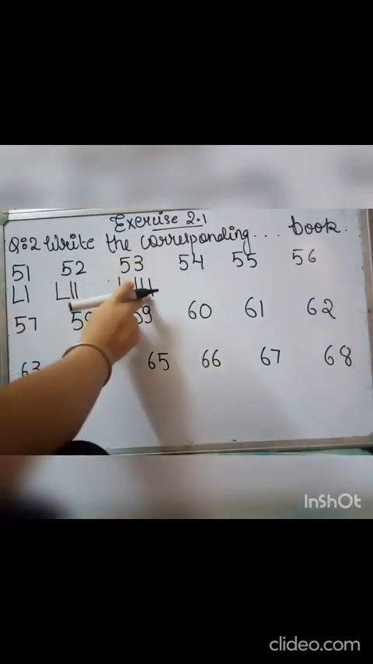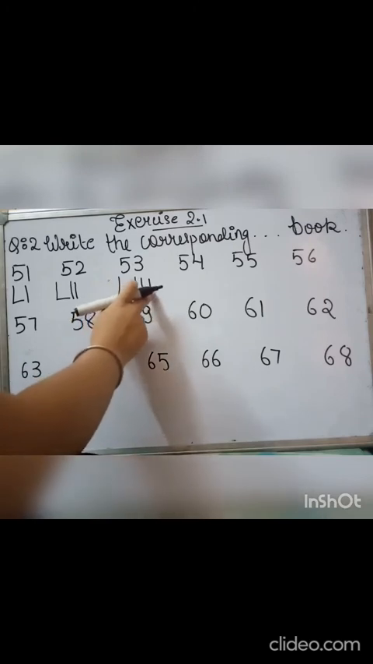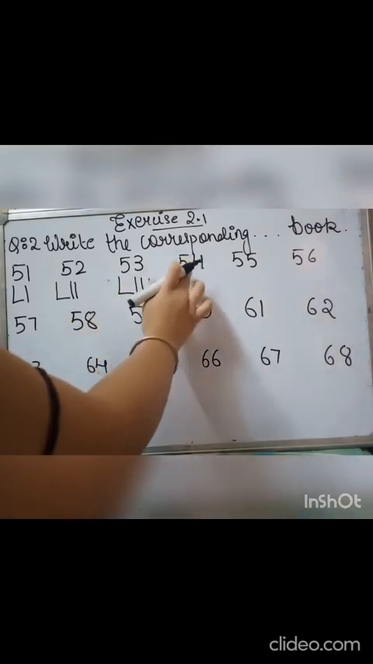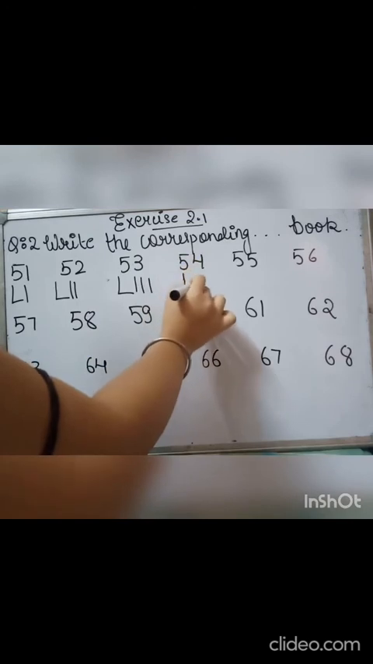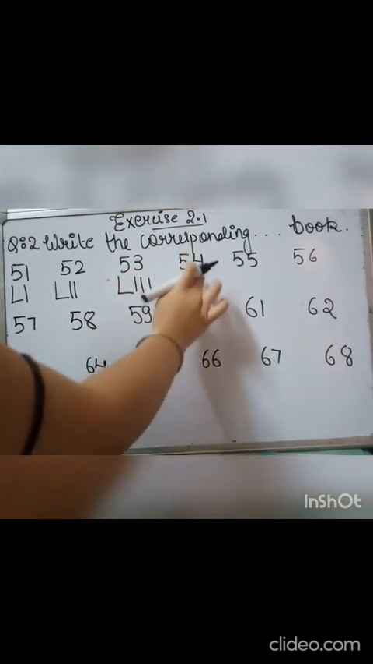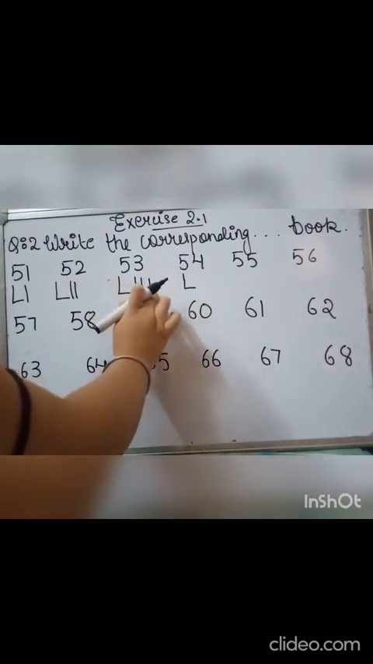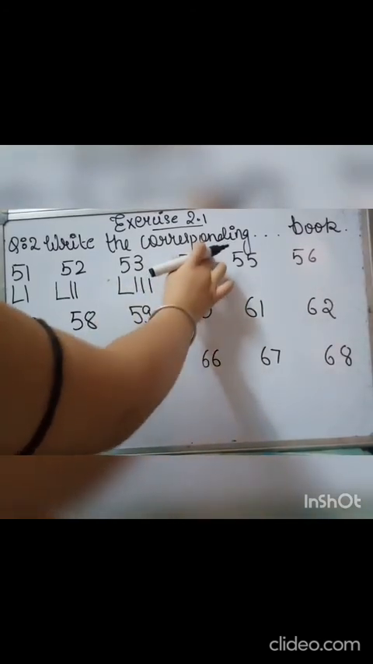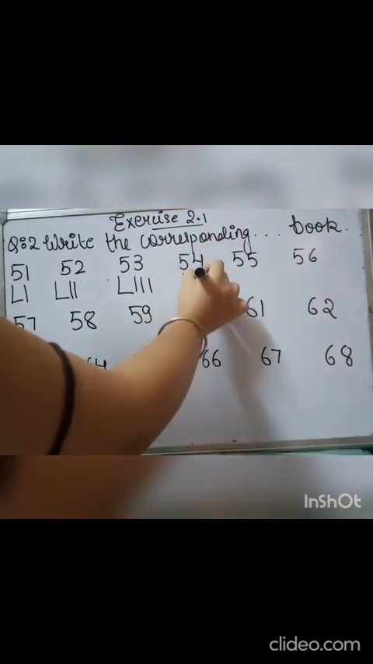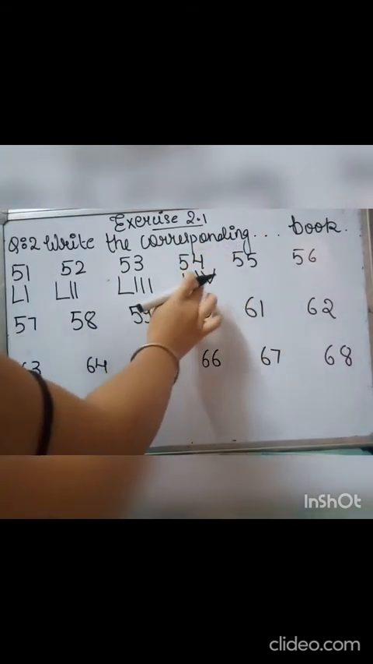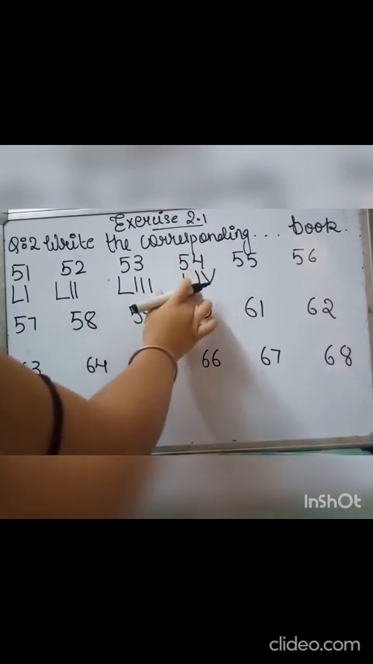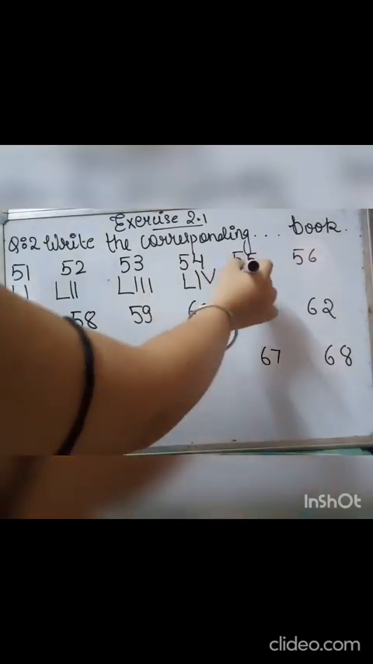Now maximum 3 times only we have to write a symbol. One symbol can be written for maximum 3 times. So now 54 is 50 plus 4. 50, and now we will not write IIII. That will be wrong because only 3 times we can use a symbol. So for writing 4, we will subtract 1 from 5. LIV. For subtracting, we write it at the left side. We have subtracted 1 from 5. So 54.